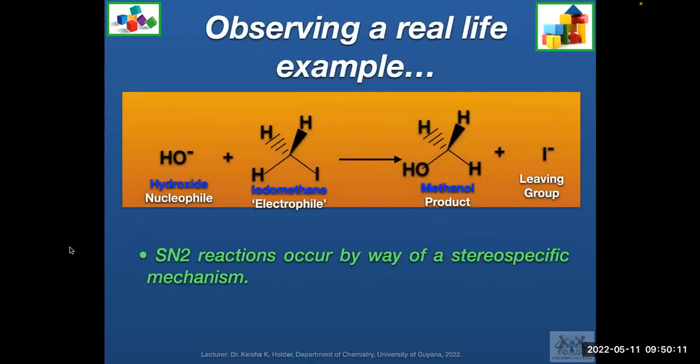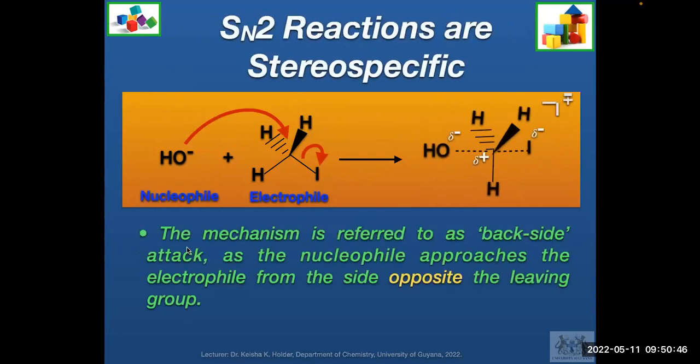So as is the case, we know that about transition states already, so I'm not going to get into that. But when we look at a real life example, here is our nucleophile, in this case the hydroxide. Here is our electrophile, in this case iodomethane, and here is our product. Now, notice the substitution that is occurring, and notice the leaving group. SN2 reactions occur by way of a stereospecific mechanism, meaning that wherever there is chirality, that chirality will be affected. That's what we mean when we say stereospecific.